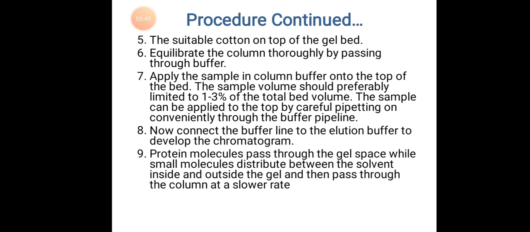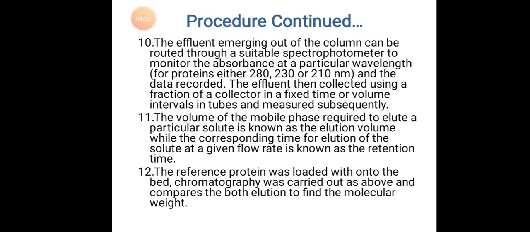Apply the sample in column buffer onto the top of the bed. The sample volume should preferably be limited to 1 to 3% of the total bed volume. The sample can be applied to the top by careful pipetting or conveniently through the buffer pipeline. Now connect the buffer line to the elution buffer to develop the chromatogram. Protein molecules pass through the gel space, while small molecules distribute between the solvent inside and outside the gel and then pass through the column at a slower rate.